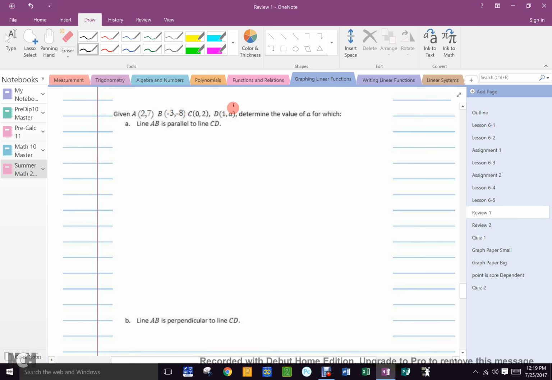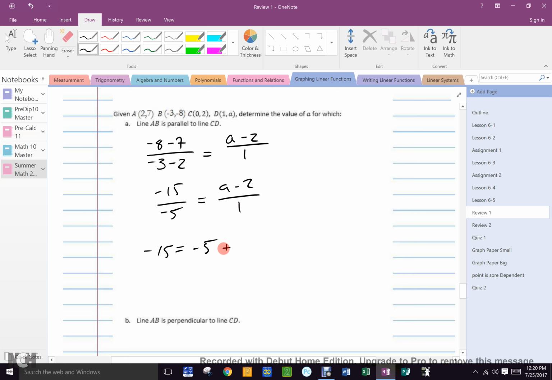I want to know that point A if they're parallel. If they're parallel, what do I know about those two slopes? They're the same. So negative 8 minus 7 over negative 3 minus 2 would have to equal A minus 2 over 1. That's negative 15 over negative 5 would have to equal A minus 2 over 1. Negative 15 would have to equal negative 5A plus 10, minus 10 from both sides. Negative 25 equals negative 5A. A equals 5. 2 marks for the algebra.